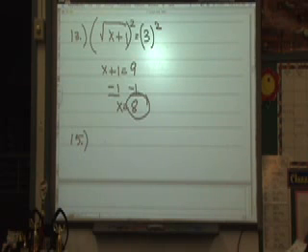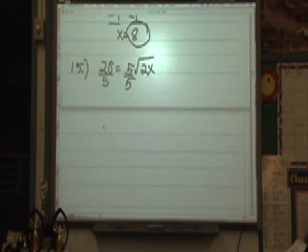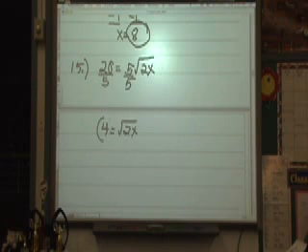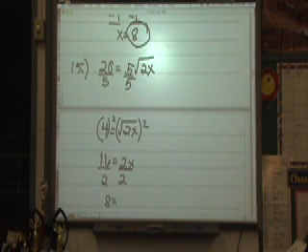Number 15, 20 equals 5 radical 2x. The radicand is not isolated, so divide both sides by 5. We get 4 equals the square root of 2x. Square both sides. And we have 16 equals 2x. Divide by 2. And 8 equals x. And if you put that back in, you get 16. The square root of 16 is 4. 4 times 5 makes 20.